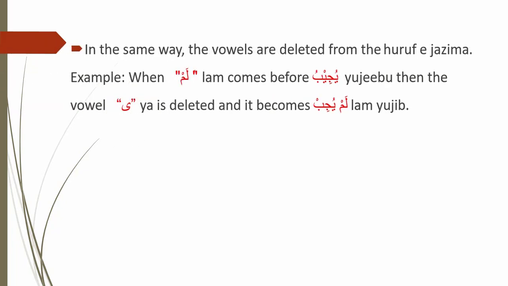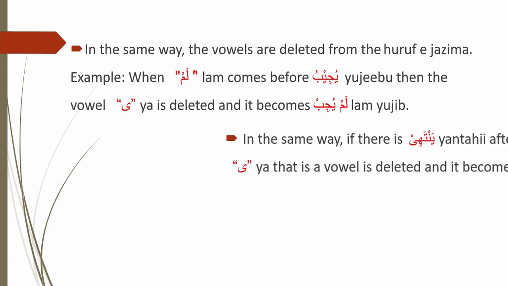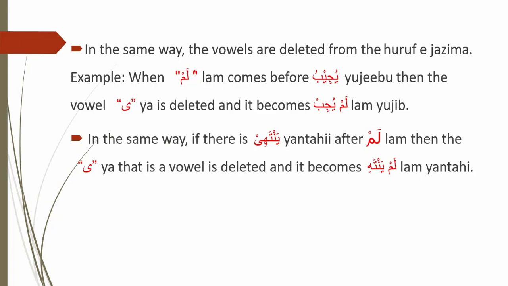In the same way, the vowel letters are deleted by the huruf-e-jazima. Example: when lam comes before yujibu, then the vowel is deleted and it becomes lam yujib. In the same way, if there is yantahi after lam, then the ya, that is a vowel, is deleted and it becomes lam yantahi.